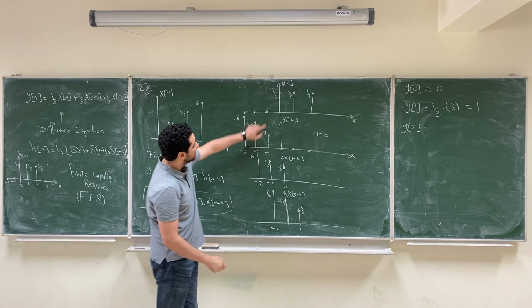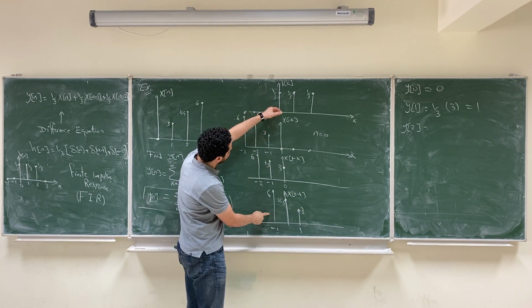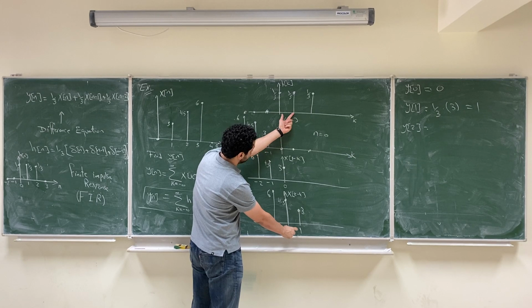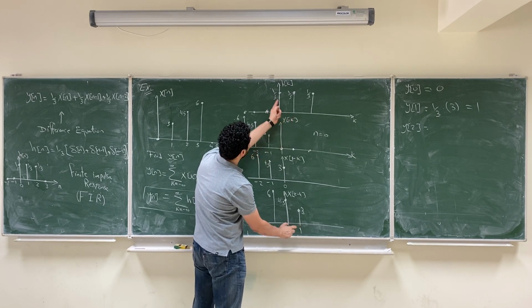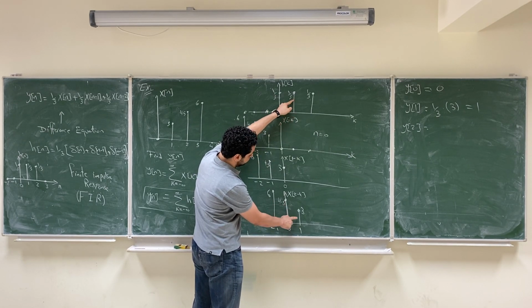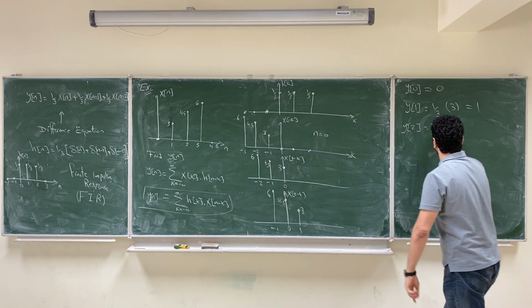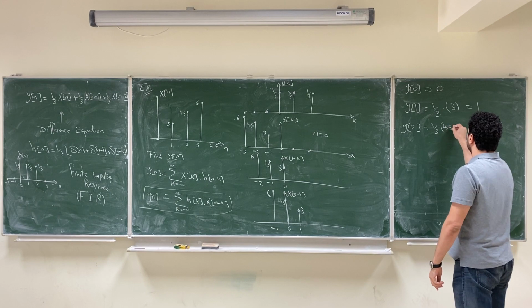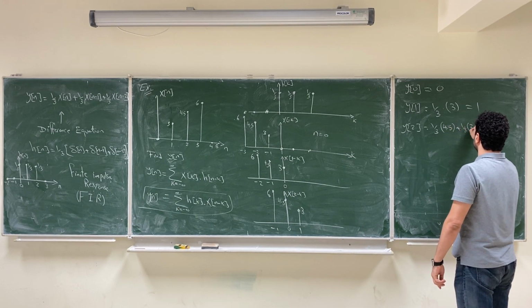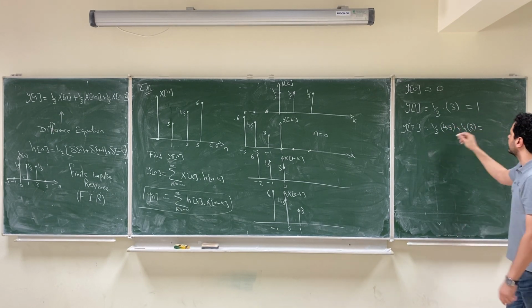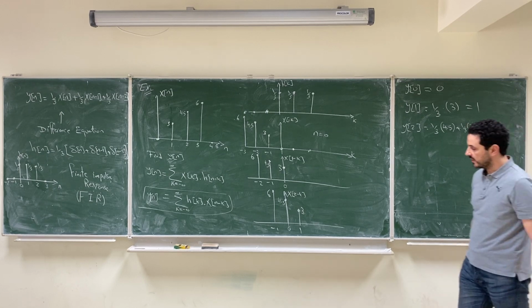Then, when you multiply h of k times x of 2 minus k, the overlap will be in these two samples, 0 and 1. 1/3 times 4.5 plus 1/3 times 3. This will give you 1.5 plus 1, which is 2.5.